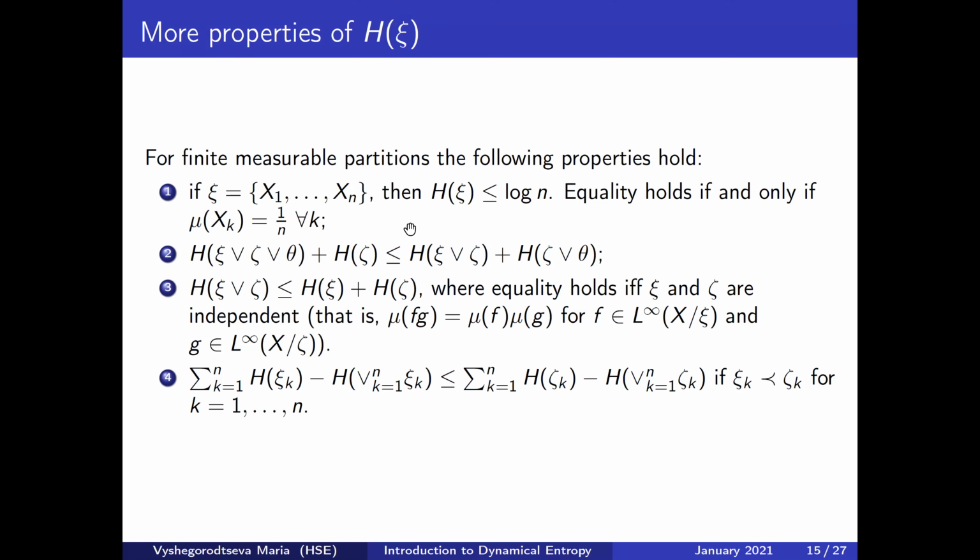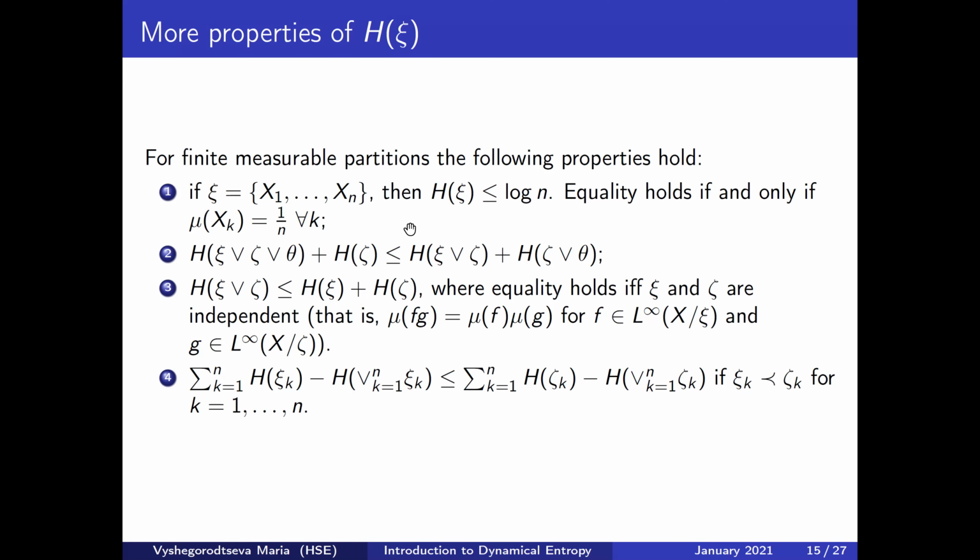Firstly, for a measurable partition Xi with n elements, the entropy of Xi is always less or equal to the logarithm of n, and equality holds if and only if the measure of each element of this partition is exactly 1 divided by n, 1/n.